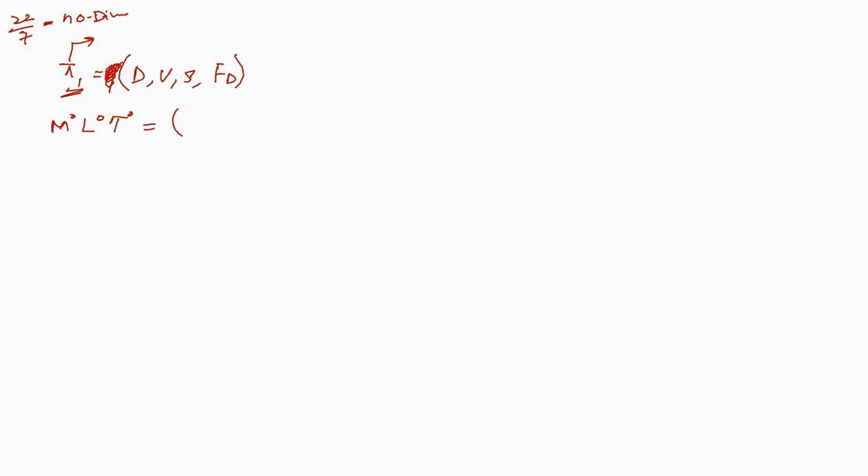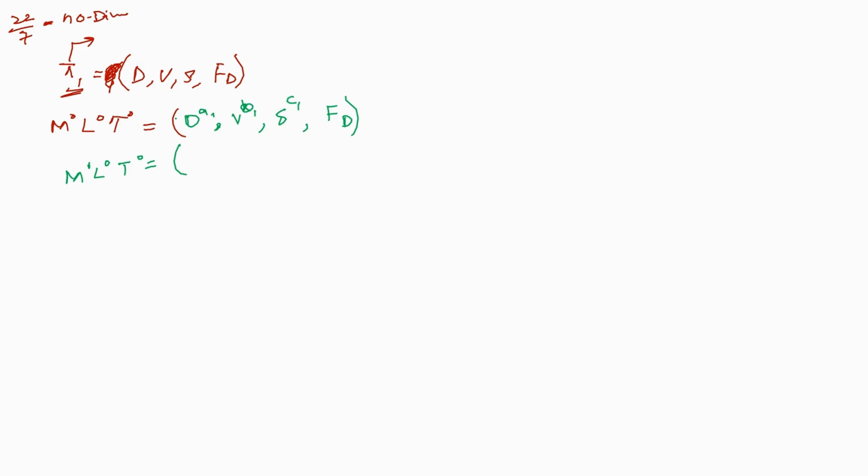And what will we do? We will simply induce the powers on repeating variables, meaning d raised to power a1 into v raised to power b1 and rho raised to power c1. We will induce powers on the repeating variables, but non-repeating variable will remain as it is. And in the next phase, we will simply put the dimensions in the place of repeating variables.